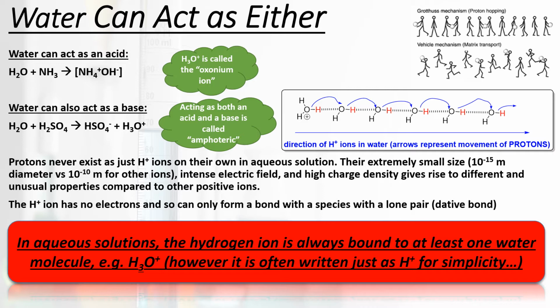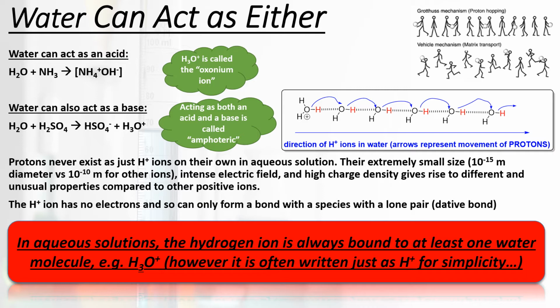Now protons never just exist as H+ ions on their own in aqueous solution. It's important to realise this. Because they're so small, it's essentially just a proton, there's no electrons. The diameter of this is about 10 to the minus 15 meters, as opposed to 10 to the minus 10 for other positively charged ions. And so because it's so small and has a positive charge, it has a really intense electric field, and we can say it has a really high charge density. And this gives rise to a whole host of different and unusual properties compared to other positive ions.